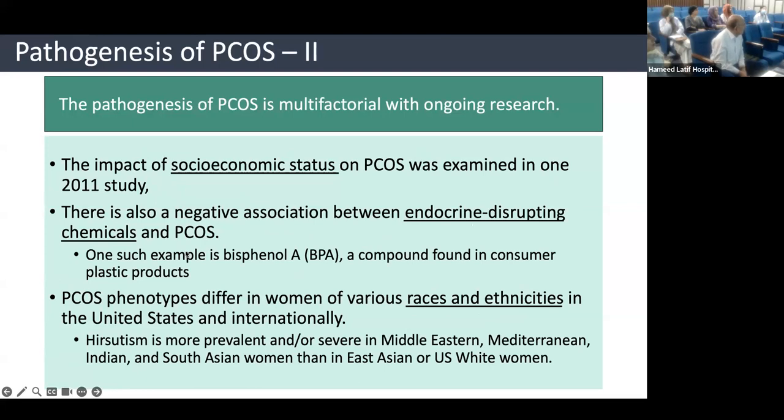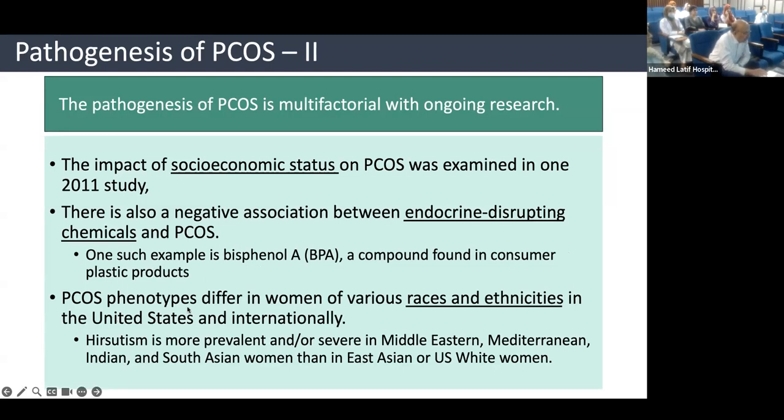Now there is news about forever chemicals, which are known as per- and polyfluoroalkyl substances, PFAS. Those are substances which are found in plastics, in paints and varnishes and all those things which we use commonly, and they are called forever chemicals. So those are also implicated, and one which has been mentioned in this is bisphenol A, a compound found in consumer plastic products.